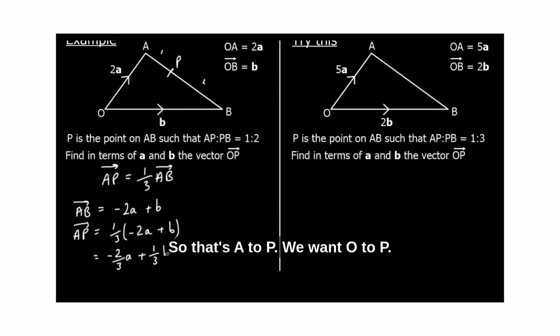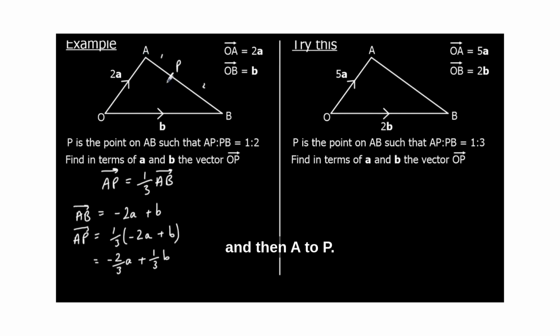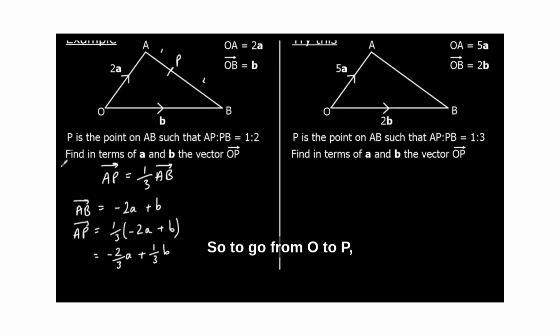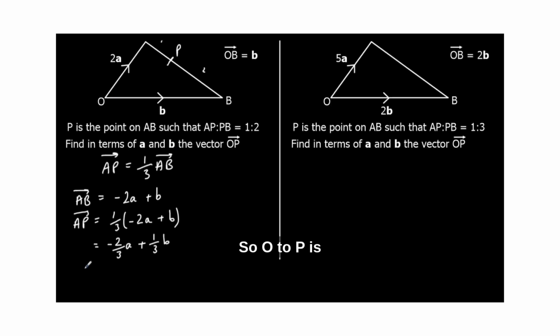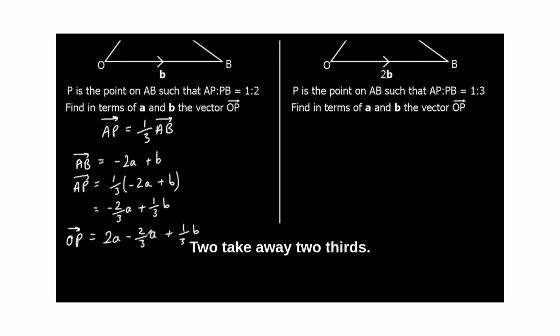We want O to P. So it's going to be 2a and then A to P. To go from O to P, we're going O to A and then A to P. So O to P is 2a minus 2/3 a plus 1/3 b. 2 take away 2/3: 2 is 6/3, so 6/3 take away 2/3 is 4/3. So it's 4/3 a and 1/3 b.